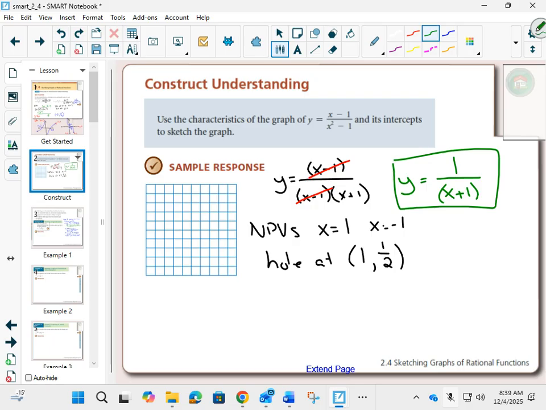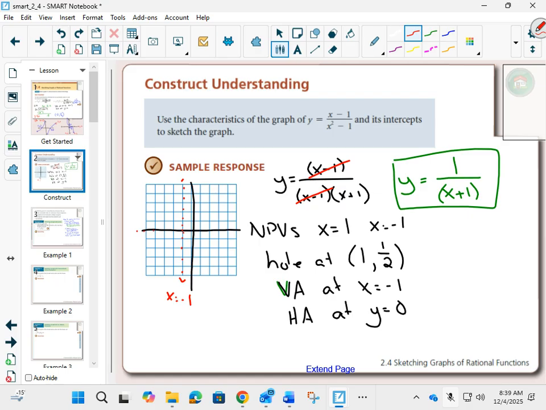So it still has a non-permissible value at negative 1. On the green one, that is still a vertical asymptote at x equals negative 1. The degree is bigger on the bottom. That's the easy one for horizontal asymptotes. That'll be a horizontal asymptote at 0. So now, when I go to graph this, I have a vertical asymptote here at negative 1. Horizontal asymptote at y equals 0.